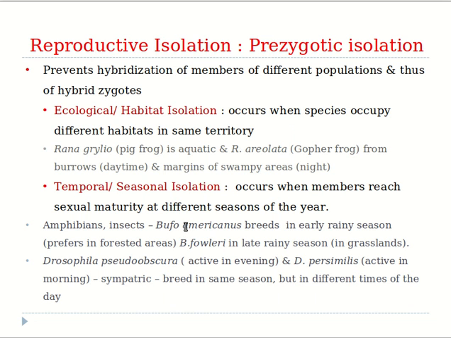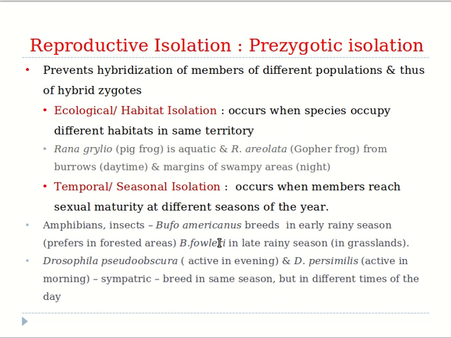The study of the two species of toads was conducted by Blair in 1941 and Corey and Mannion in 1955, and they observed that Bufo americanus bred in early rainy season and preferred forested areas, while Bufo fowleri bred in late rainy season. So due to the differences in breeding time, these two cannot undergo interbreeding.